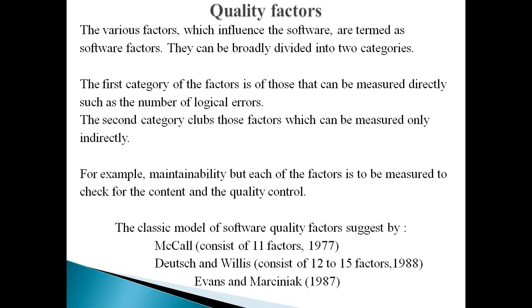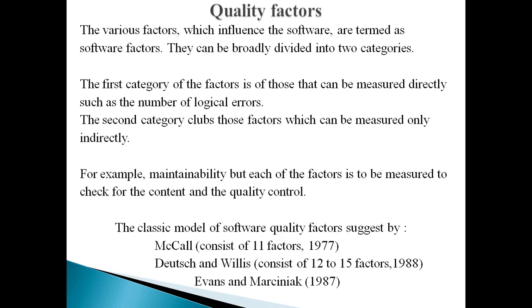They are basically divided into two categories. The first category is of those factors that can be measured directly, such as the number of logical errors. The second category is where it cannot be measured directly, it can be measured indirectly, for example, maintainability. But each of the factors is to be measured to check for the content and the quality control.